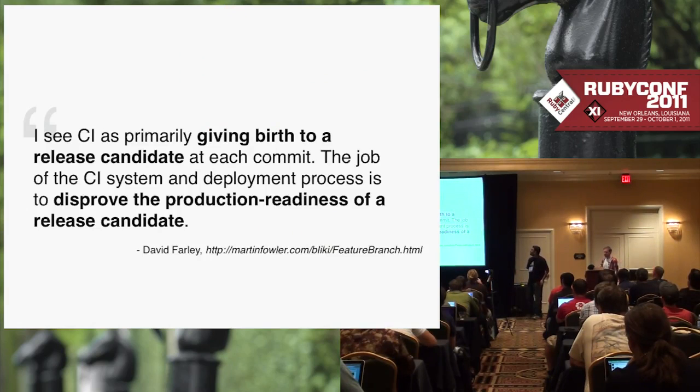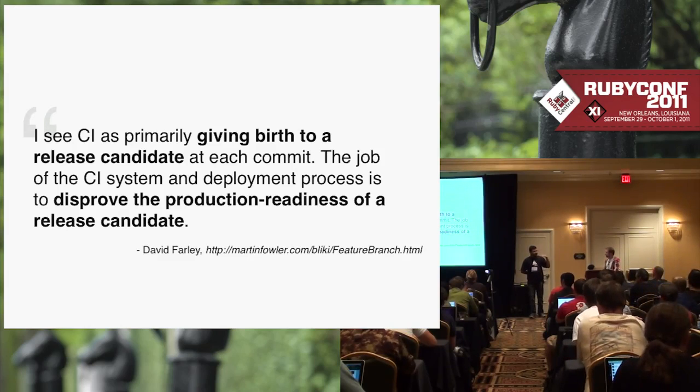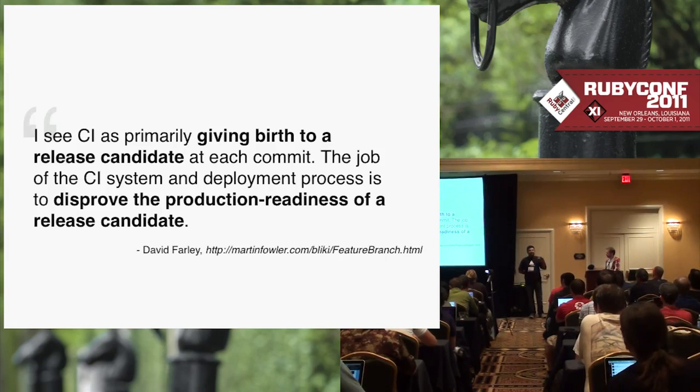Someone said it better than we could. So CI is primary. Every commit in CI would be giving rise to a release candidate, but the job of the CI system is to disprove the production readiness of a release candidate. Basically, your CI system, continuous delivery system, should be in place to prevent those bad release candidates from getting into production, and that should be its primary purpose.